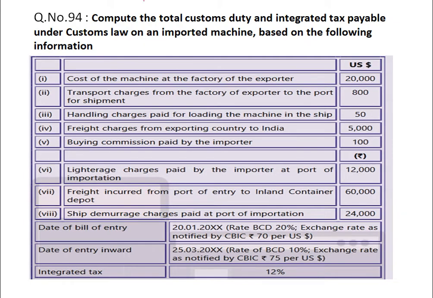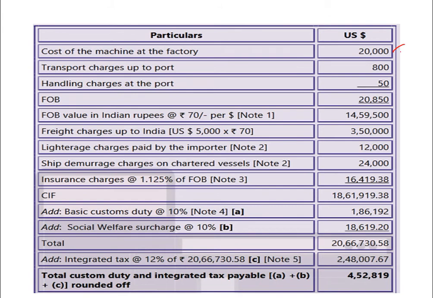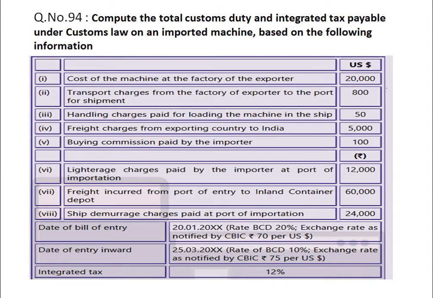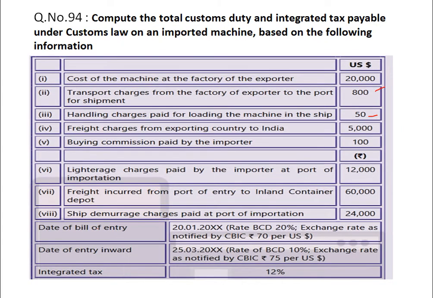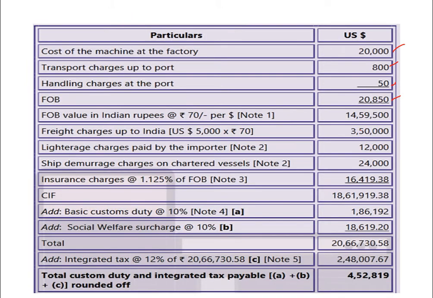Question number 94: Compute the total customs duty and integrated tax payable under the customs law on an imported machine based on the following. The cost of the machine is 20,000 US dollars, and transportation and handling charges you have to add to get the FOB. FOB comes now. The rate as per the date of bill of entry is 70, so you should take 70 rupees per dollar.